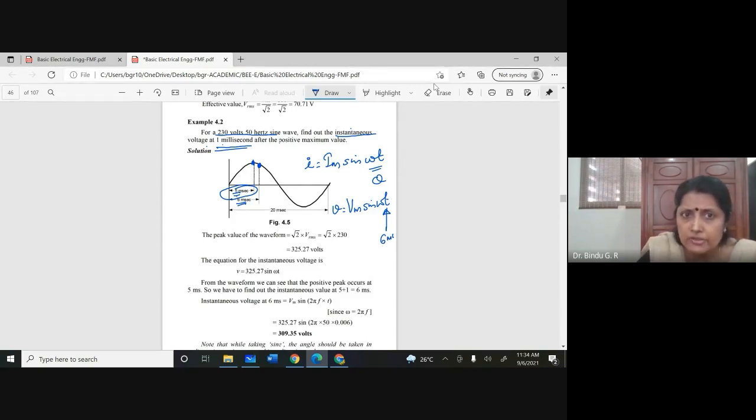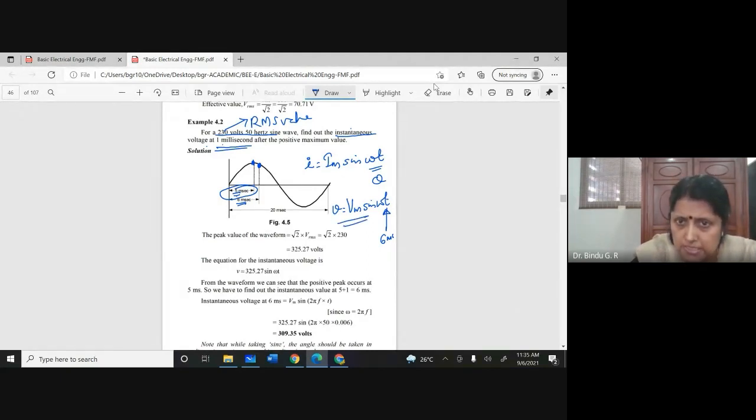Now, for a 230 volt sine wave, when it is given as 230 volt, any ammeter, any voltmeter, everything, if not specified, I want all of you to listen to this. If not specified separately, if you are just given the value of an AC voltage, it means that this voltage is an RMS value. Whatever value you measure in an ammeter or a voltmeter, or whatever value is given in a question without specifying whether it's a peak value or an average value or any other value, automatically you should understand that it is the RMS value that is given.